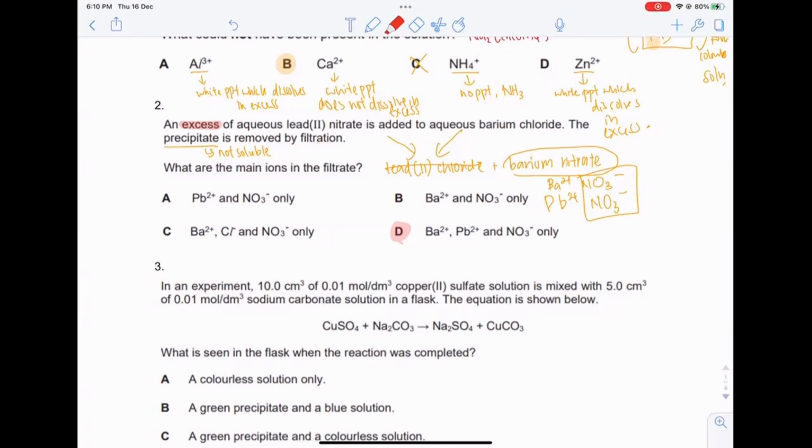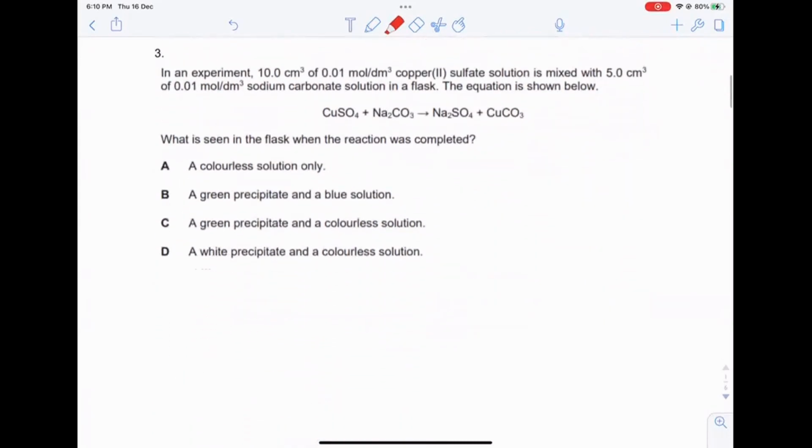And then next, question 3. In an experiment, 10 cm³ of 0.01 mol/dm³ copper 2 sulfate solution is mixed with 5 cm³ of 0.01 mol/dm³ sodium carbonate solution in a flask. The equation is shown below. What is in the flask when the reaction was completed?